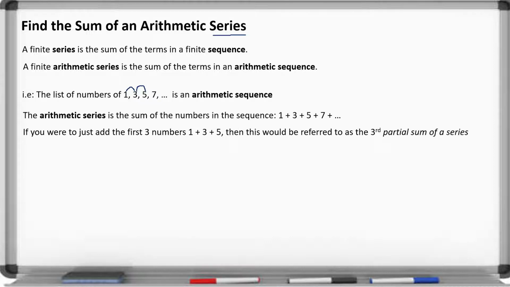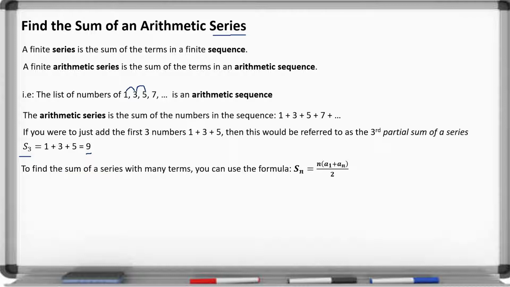If you were to just add the first 3 numbers, so let's say you added just 1 plus 3 plus 5, then this would be referred to as the third partial sum of the series. If you added the first 4 numbers, this would be the fourth partial sum. The third partial sum, which we call S3, is the sum of the first 3 terms, which in this case is 9. To find the sum of any series with many terms, you want to use the following formula. Basically you need the first term, the last term, the number of terms, and then divide by 2.